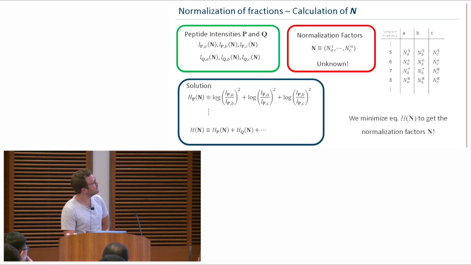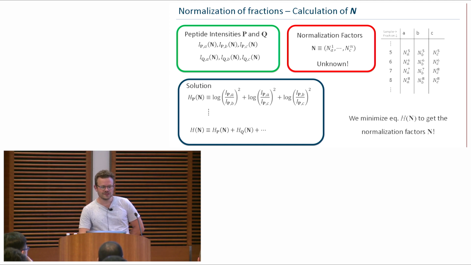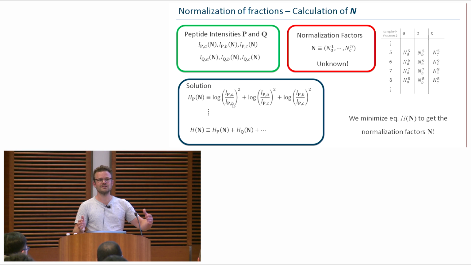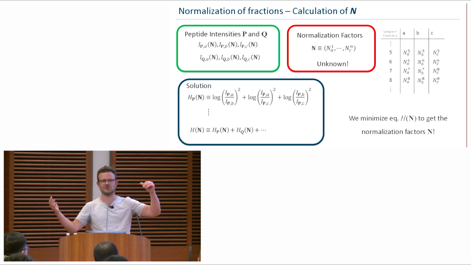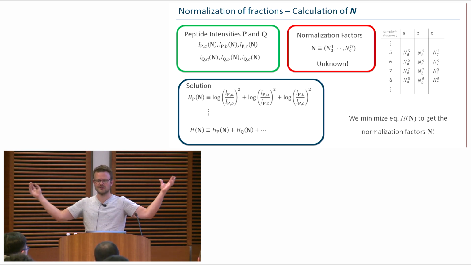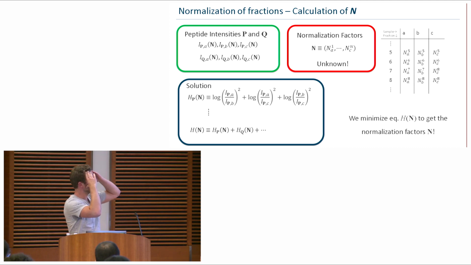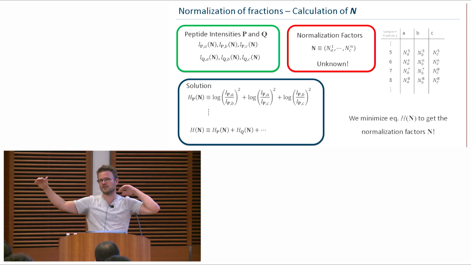Actually, the minimum of the logarithm would be 1. So if IPA and IPB are equal, then that's the minimum. And we do it over all the peptides. So actually we try to get the same intensities over all of the samples for all the peptides.